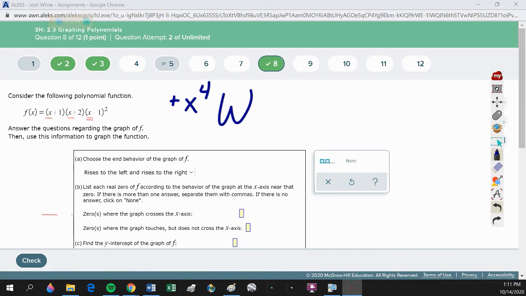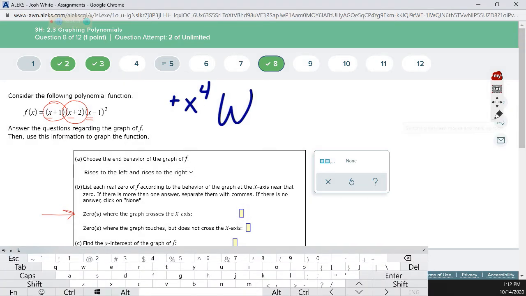Are there any single roots? Both of these are singles. And the first one is -1, and the second one is -2. So I type those in. So -1, comma, -2. Okay. Do I have any double roots? 1 is a double root.